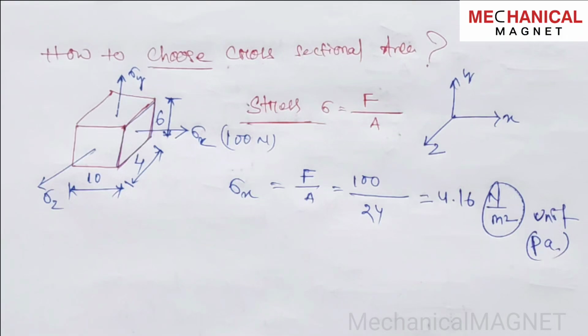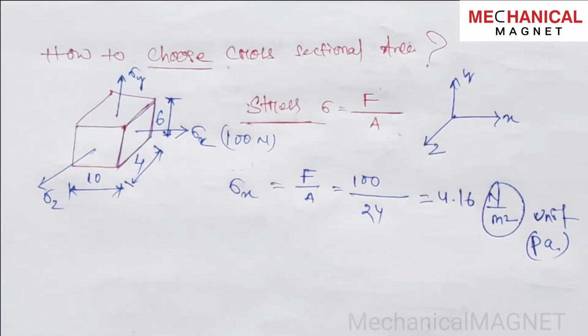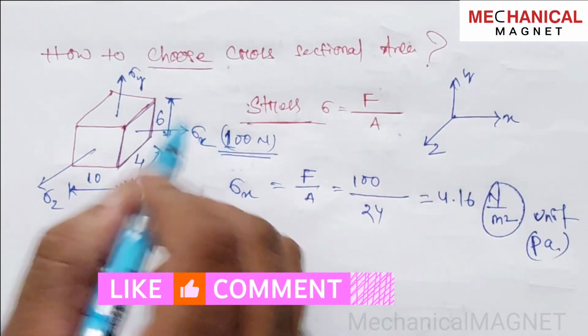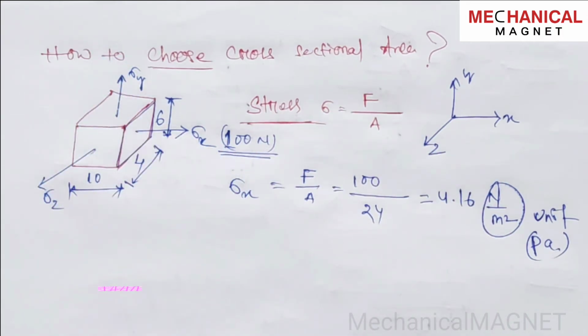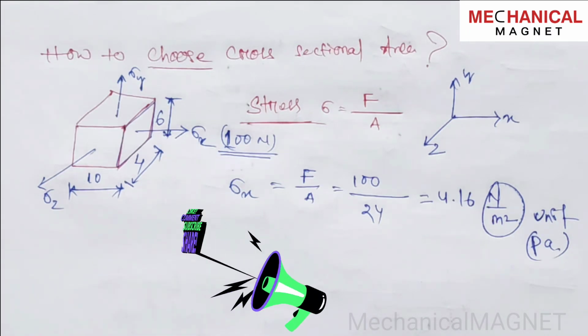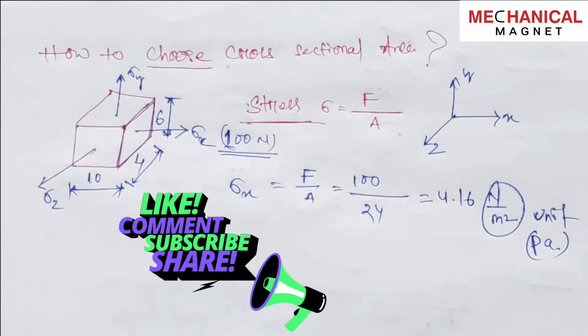If you want to calculate sigma y and sigma z, then the same process, by applying the formula with the force of sigma x, sigma y, and sigma z, then you will easily calculate the cross sectional area. Okay, so here you have to choose the cross sectional area like this.